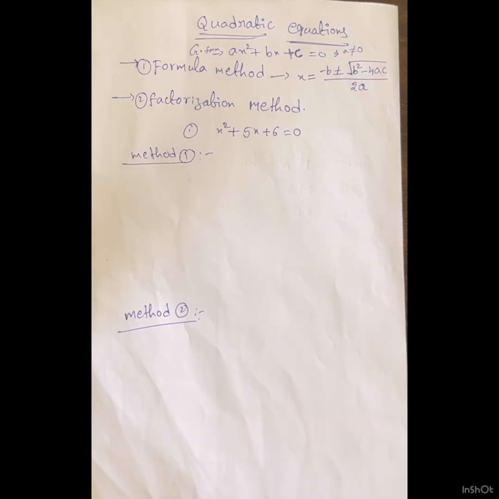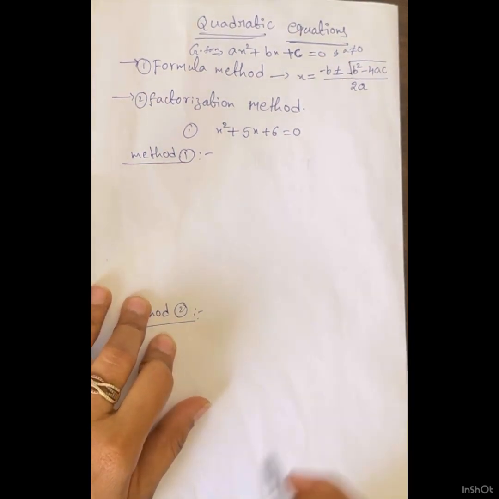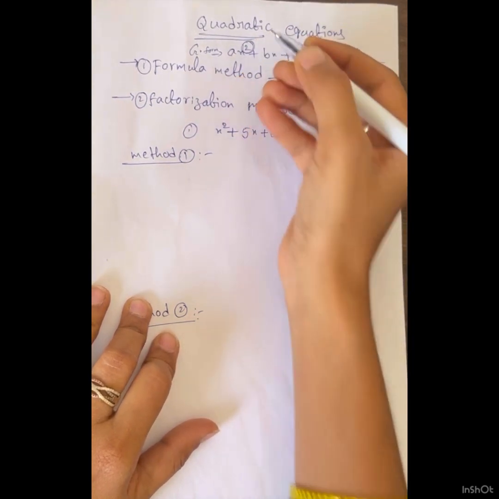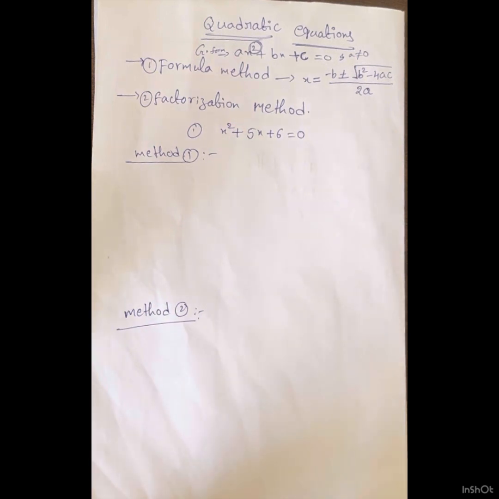Okay. And one more important thing: there are two methods for solving the quadratic equation and finding the roots of that equation. How many roots are there? Only two roots are there. How to identify the roots? The highest power represents how many roots there are for that equation. In the quadratic equation the highest power is always 2, so here only two roots are there.